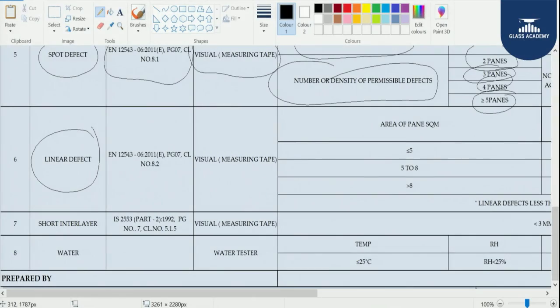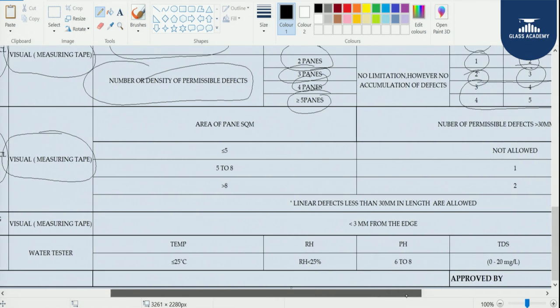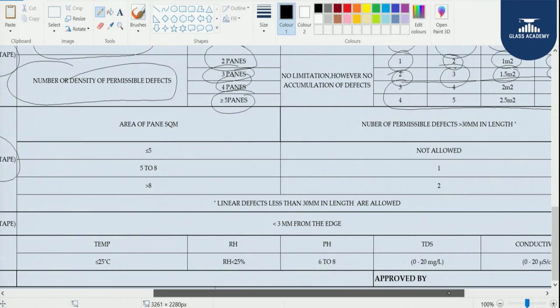Now let us understand the linear defects. The standard that we follow for linear defects is EN 12543. The linear defects also we will check through visual inspection or measuring tape. Here also we need to see the area of the pane and the number of permissible defects.